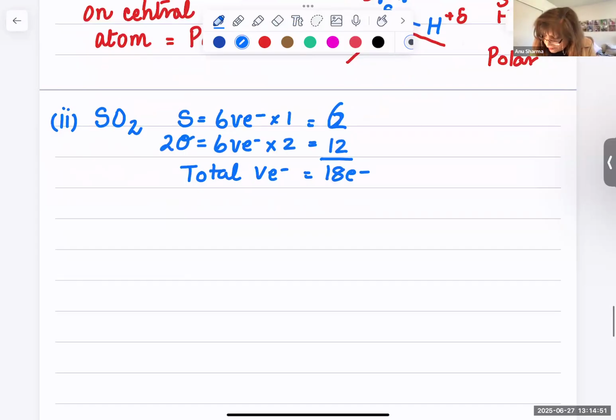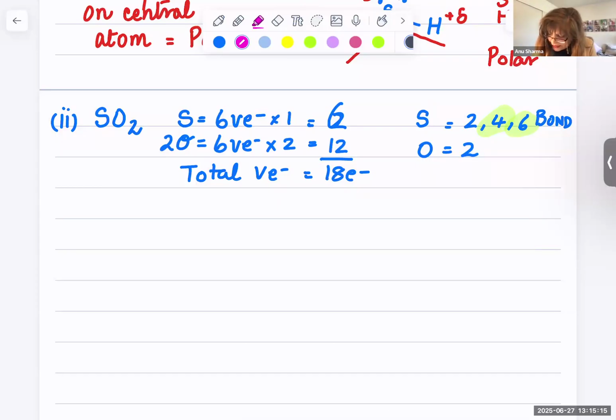Now, we are going to place sulfur in the middle because sulfur can make 2, 4, and 6 bonds, and oxygen can only make 1 bond. Because of the bonding capability of sulfur, it is going to make more than one type of bond. So it can make 4 bonds, it can make 6 bonds. So we'll place sulfur in the middle, and here comes oxygen 1 and the other oxygen. Connect them with a single bond.